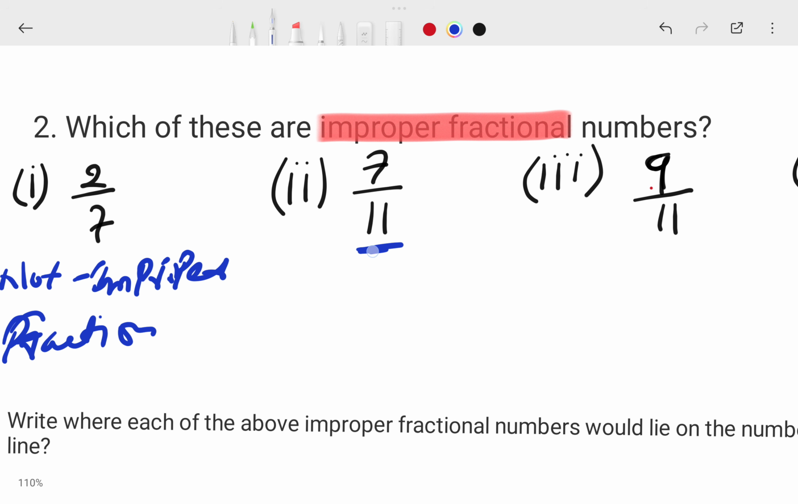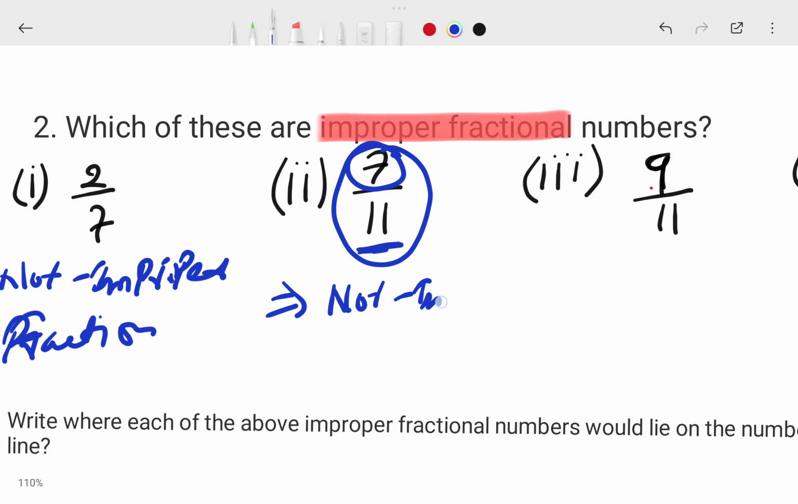Out of 11 marks, if someone is getting 7 marks, is it proper or not? Yes, it is proper. So it is also not an improper fraction, because this is a proper fraction. So will a proper fraction be improper? No. So this is proper. So this is not improper.